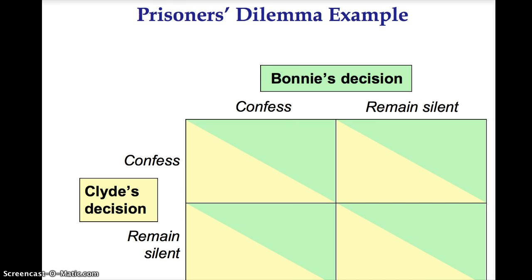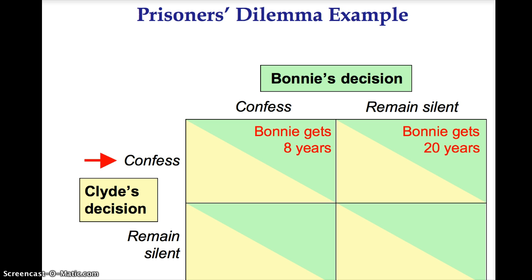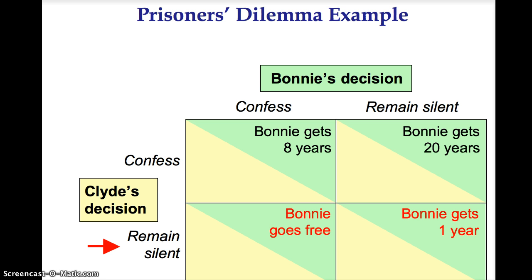Let's look at the outcomes on a payoff matrix. Bonnie is in green and Clyde is in yellow. If Clyde confesses, then Bonnie gets 8 years if she confesses, or 20 years if she does not. If Clyde remains silent, Bonnie goes free if she confesses, or gets 1 year if she does not. At this point, it may be worth mentioning that Bonnie's best move is to confess, regardless of Clyde's decision. Hence, confess is Bonnie's dominant strategy.